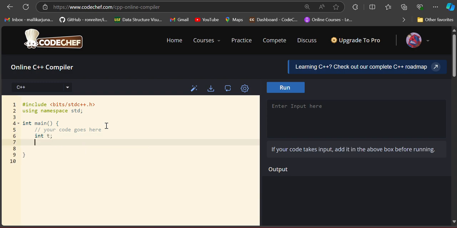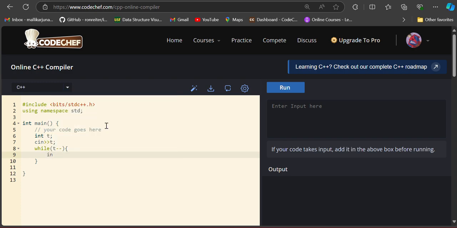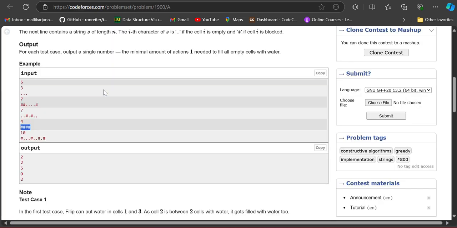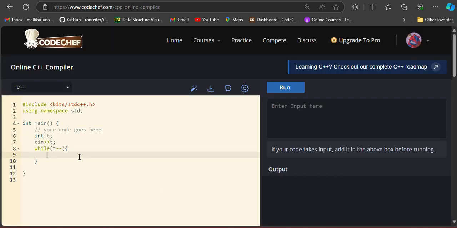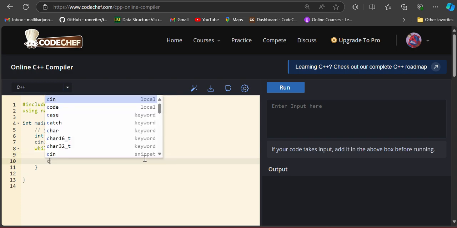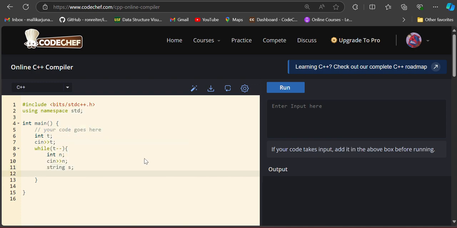We have to take the test cases and read over the test cases many times there. And then we have to take the string. We take the length of the string directly. The input contains a single integer, the number of cells. Okay. And then the next line contains a string of length n. So we have to take the int n, which is the length of the string, and we read that string.